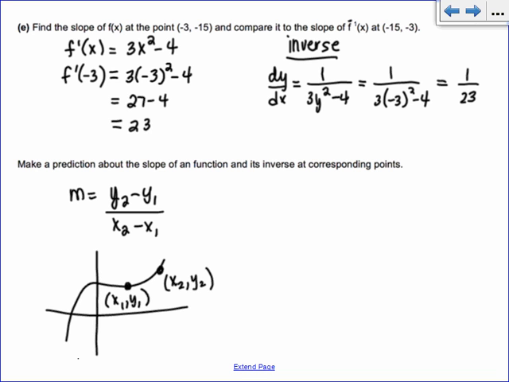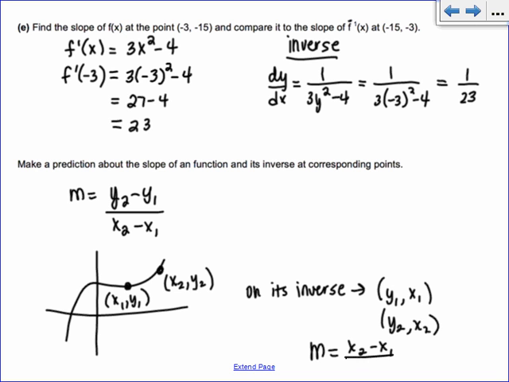But on its inverse, oh, I should have drawn this better. There's no way I can draw that. On its inverse, we have the 2 points y1, x1, and y2, x2, right? We switch our x's and y's. So when we find the slope for the inverse, it's just x2 minus x1 over y2 minus y1. Since derivatives are really just finding the slope, even though we use limits to find it, it's the same thing. That's why it ends up being reciprocal. Does that make sense to everybody?